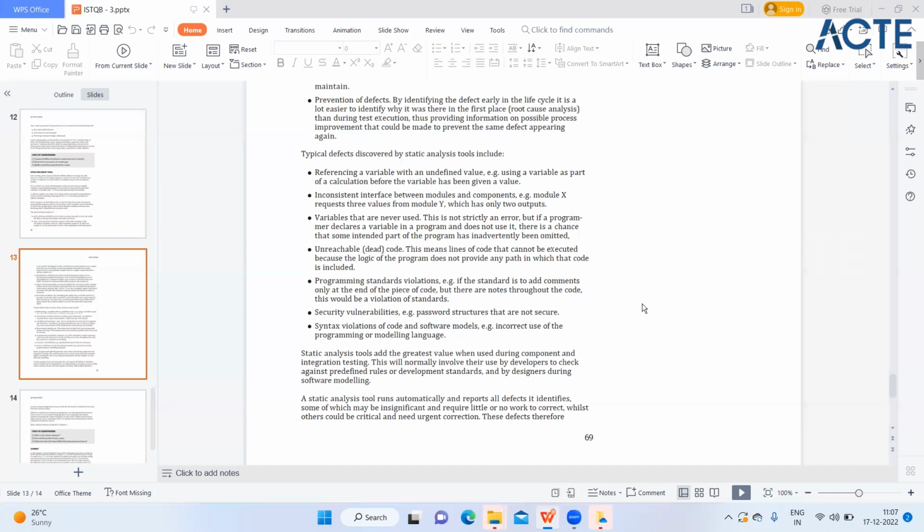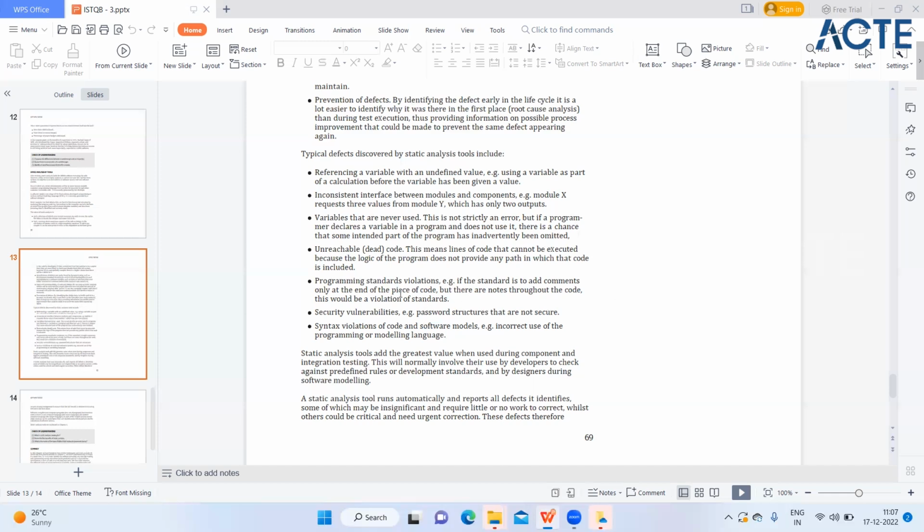Unreachable or dead code means sometimes developers provide code and then just comment it out. They are not exactly executing that code. So in that case, it is a kind of unreachable or dead code. We are not using it, but we have defined it. That kind of thing should not be there.